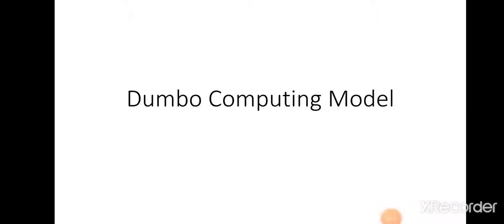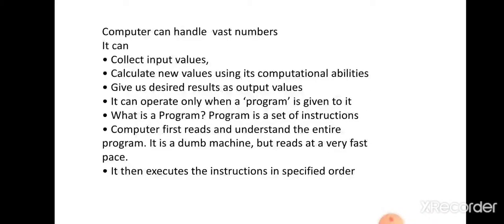Today we are going to discuss the dumb computing model. What is a dumb computer here? It is a computer which cannot perform any action without taking instructions from us. It can handle vast numbers at one go. It has to collect some values from us and then apply some algorithm on them, like addition, subtraction, division or multiplication, and then give the desired output result.